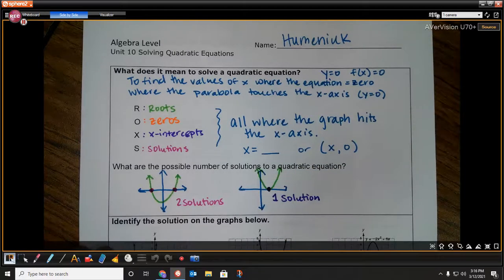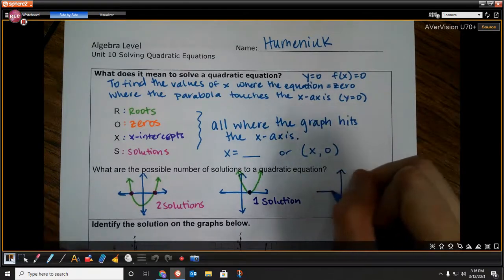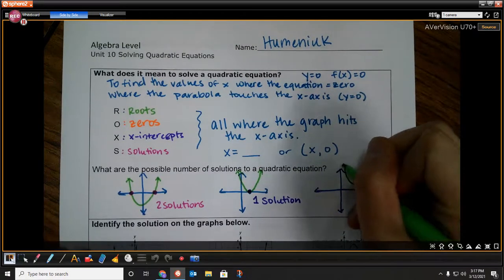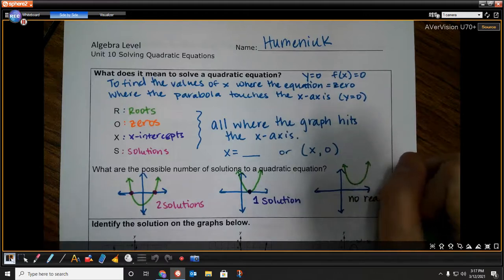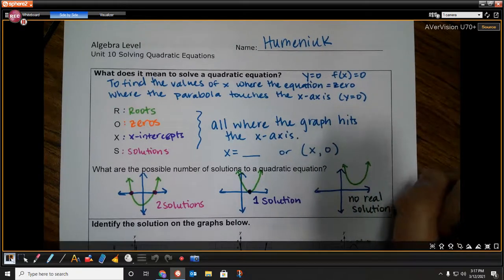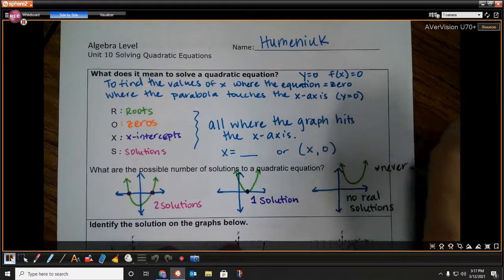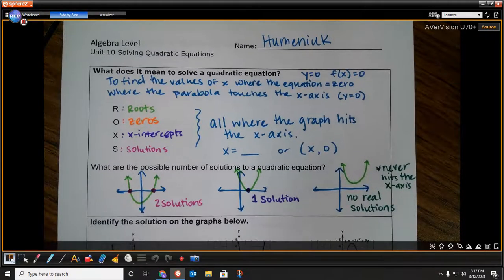It is one solution. And then guys, this can also happen where you have a parabola that actually does not go through your x-axis at all. So it never hits the x-axis. In this kind of case, what happens is that there are no real solutions, okay? Because it doesn't hit the x-axis. So these are the 3 different types of solutions.